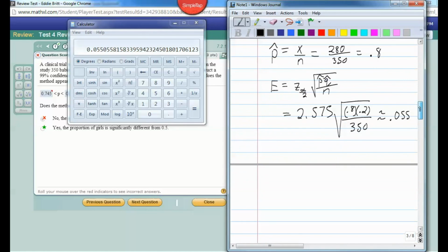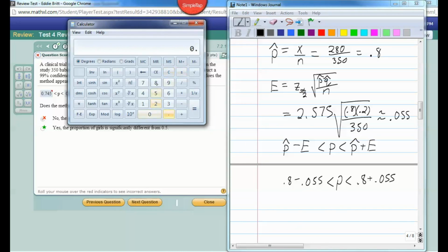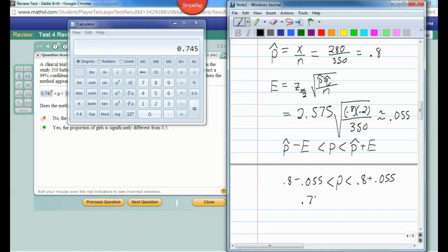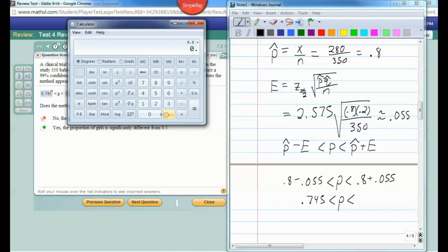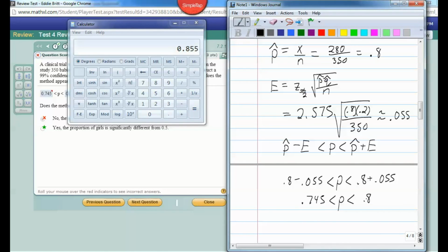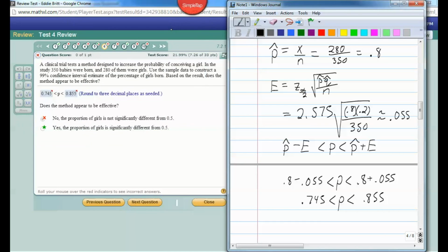All right, so to construct the confidence interval, I have p hat minus e is less than p is less than p hat plus e. So p hat is 0.8, so 0.8 minus 0.055 is less than p is less than 0.8 plus 0.055. All right. So I have 0.745 is less than p is less than 0.855. All right, so 0.745 to 0.855.